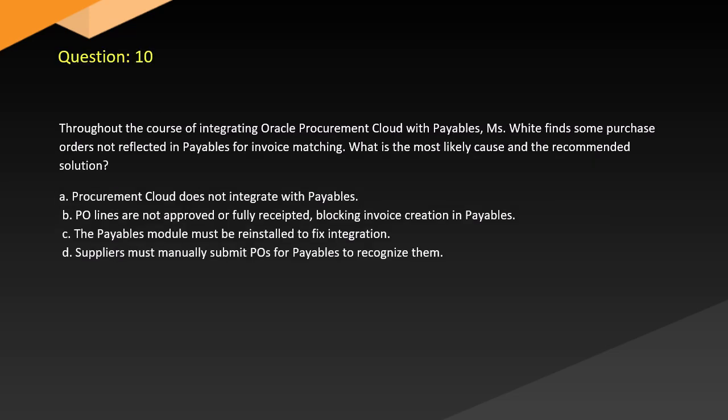Question 10. Throughout the course of integrating Oracle Procurement Cloud with Payables, White finds some purchase orders not reflected in Payables for invoice matching. What is the most likely cause and the recommended solution? A. Procurement Cloud does not integrate with Payables. B. PO lines are not approved or fully receipted, blocking invoice creation in Payables.